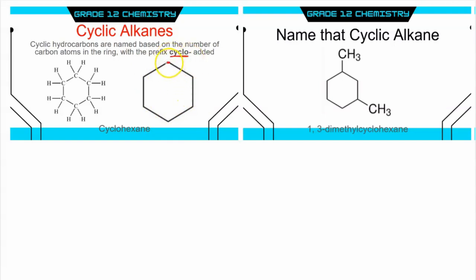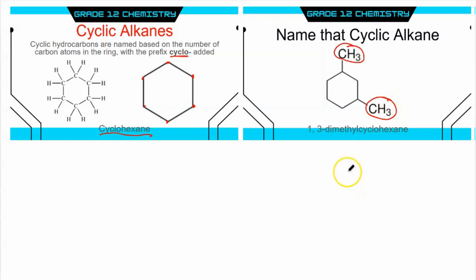So this has 1, 2, 3, 4, 5, 6 carbon atoms. So it's a hexane. But since it's in a ring, it is cyclohexane. Now we can attach groups onto our cyclic alkane here. So in this example, here we have a methyl group, and here we have a methyl group.